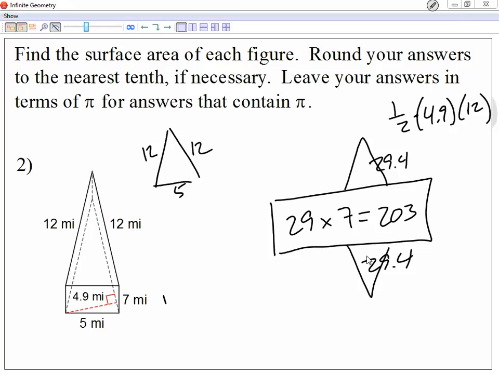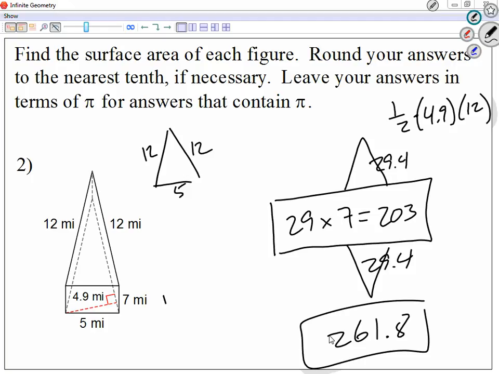That's what, 261.8? Yeah. All right, once again, at the end, just add the three areas.